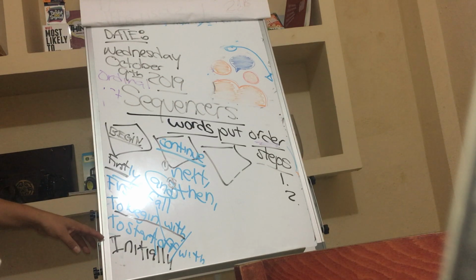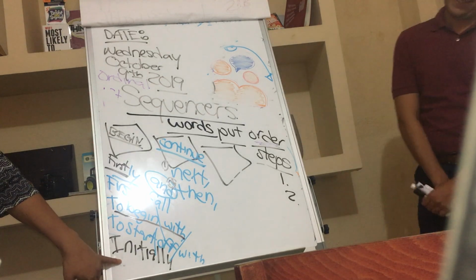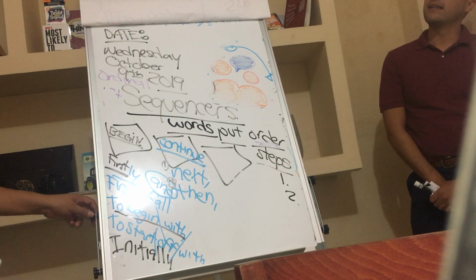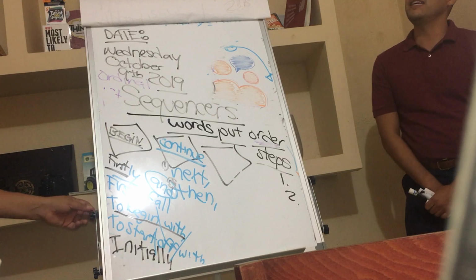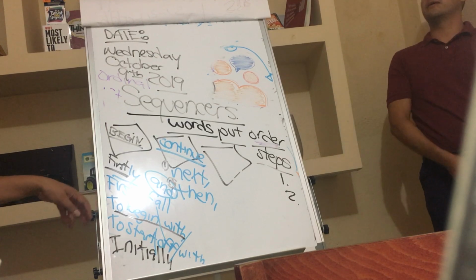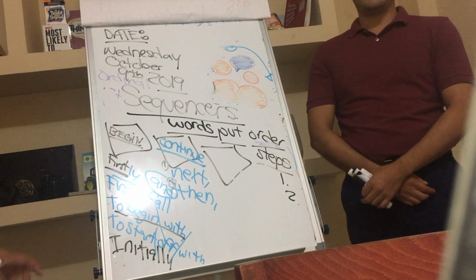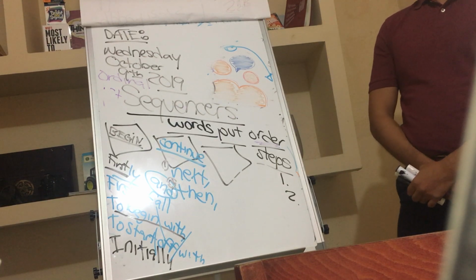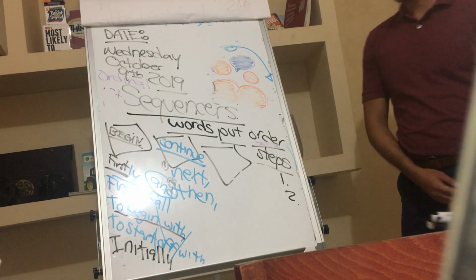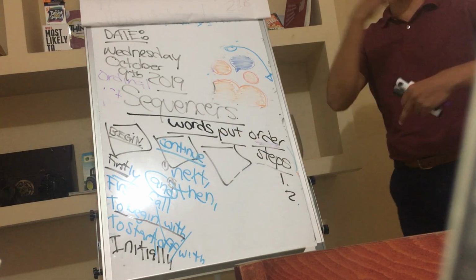To start off with, we have a sushi with citrus ponzu. To start off with, we have a caldo de res. Initially. Good. Salud. Good. Thank you, Vero. Next group, to continue.